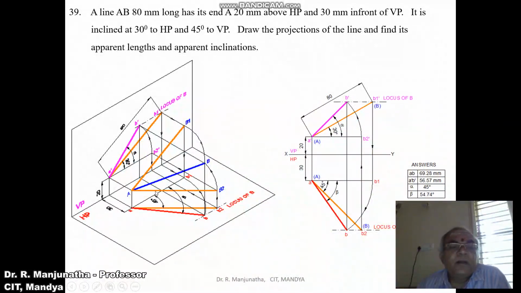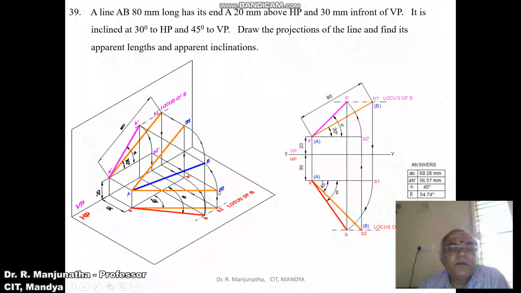Now similarly, if you want to consider the true length, the apparent length in the front view, what we need to do is rotate the front view point. To do that, with A as center, take the radius of AB2 and rotate this line such that the B2 point will reach the point B, which will be the locus of B in the front view.